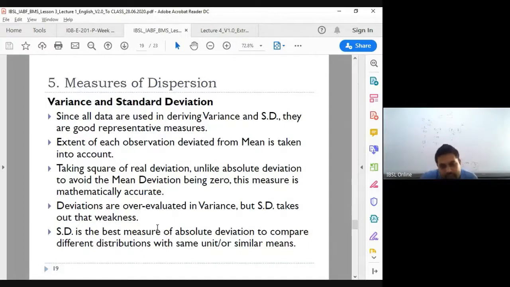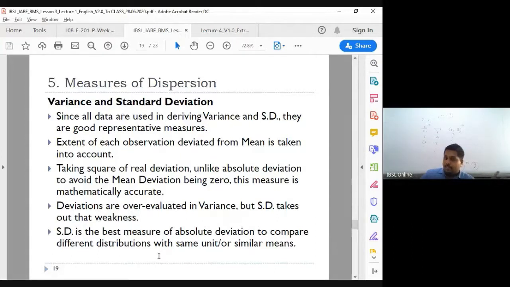Last point, standard deviation is the best measure of absolute deviation to compare different distributions with the same unit or similar means. That means when you have been given that example of 50 students' weight to define the weight bearability or the endurance of a chair, you may jolly well get 10 more classes of 50 students and 40 students, so on and so forth. Those classes will have approximately similar means with a similar distribution of weights. So again, when you want to get the means of, let's say, 5 different classes, you might have 45 and another class of 47 and another class of 43.